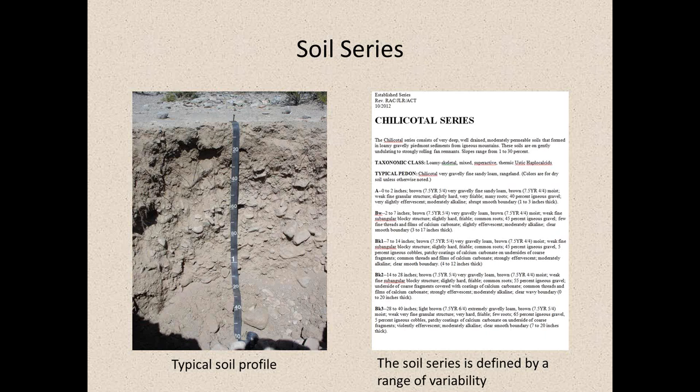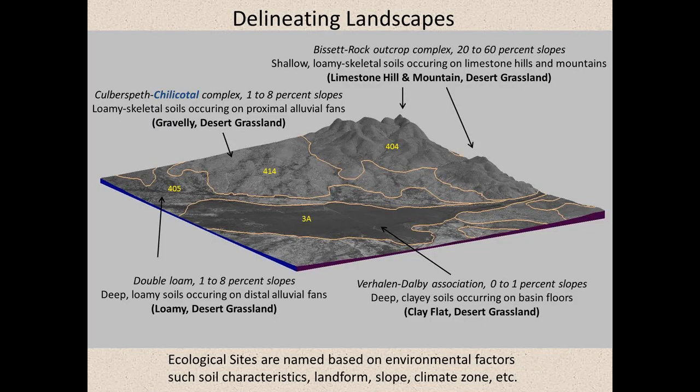And once a soil pattern is extensive enough, a named soil series is developed. In this example here, we have a Chilicotal series. The name usually comes from a feature on the landscape or from the topo map. Series descriptions are a parallel to the ecological site concept. They have a range of variability. It's an in-depth description. And ultimately, soil series become soil map unit components.